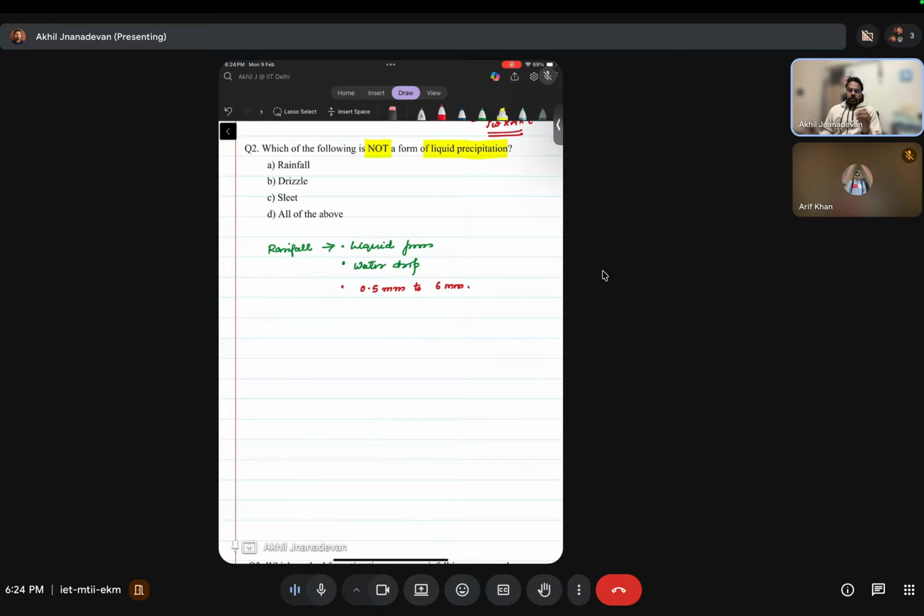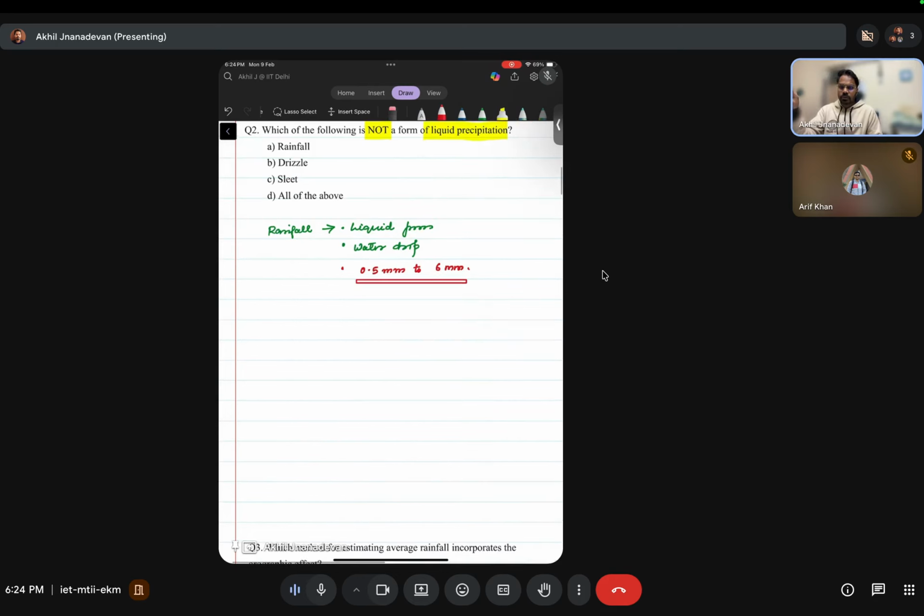So every liquid form of water that is coming from the atmosphere to the earth, we cannot call it rainfall. We can call it rainfall only if it has a size between these two. Okay, so these are the limits. So that is the only thing that you have to remember.